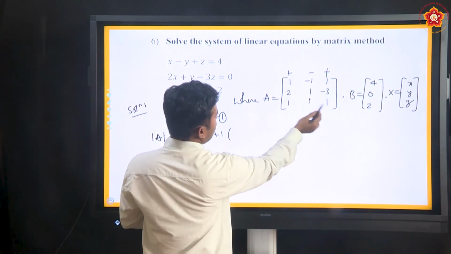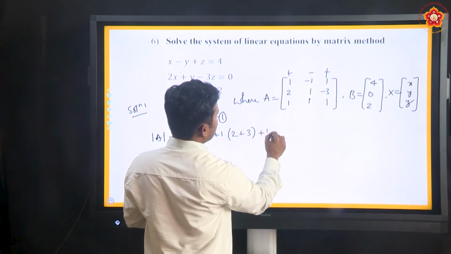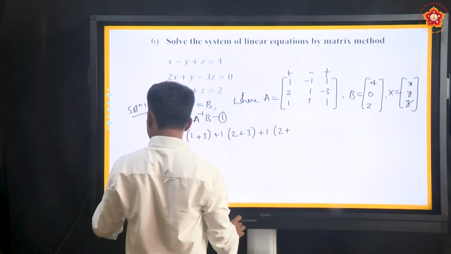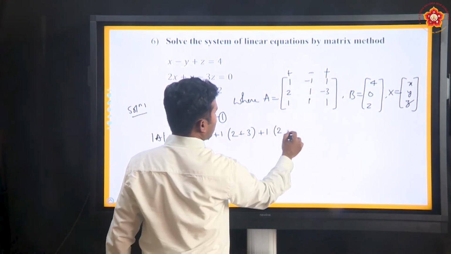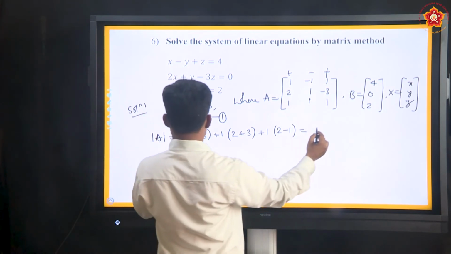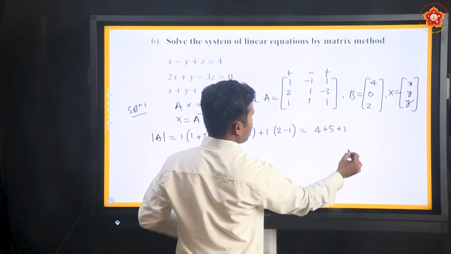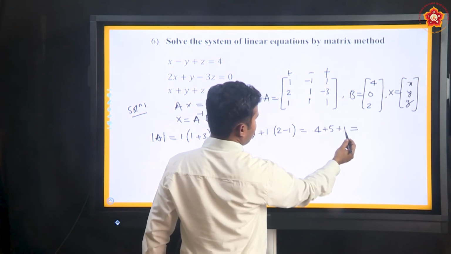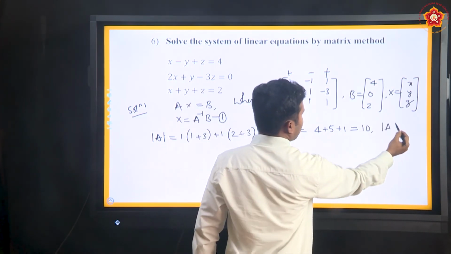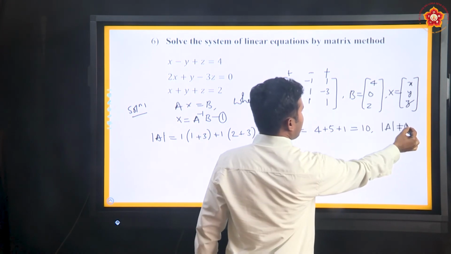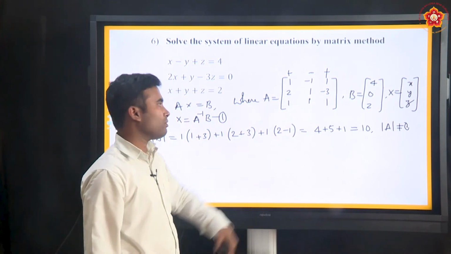So, now this one 2 plus 3, then it will be plus 1, 2 minus 1. See this 1 into 2, 2 minus 1. So, what is the answer? So, it is 4, so which is 5, which is 1. So, what is the answer? 5 plus 5, 10. So, here the determinant is not equal to 0, okay. The determinant is not equal to 0, since the determinant value is 10. So, we can say that the inverse exists.